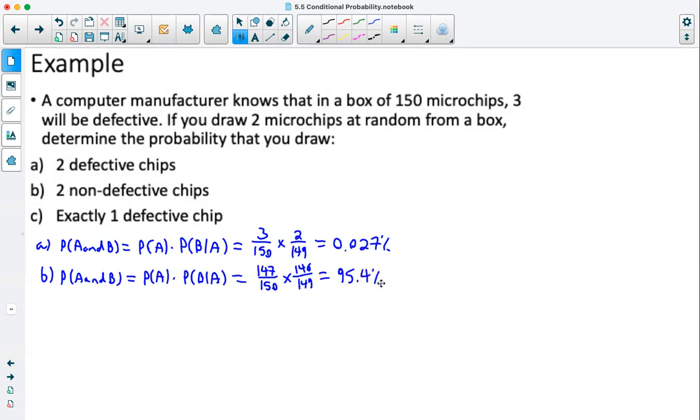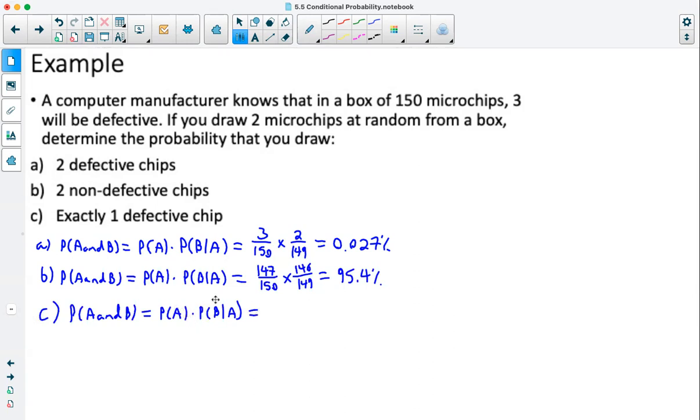Now, there's a couple ways to get this last one. If we didn't already have these calculations, I'll go over how to get exactly one defective chip. We're going to have to do 2 separate calculations. We're going to do one where our first chip pulled is defective and one where our second chip pulled is defective. So P(A and B) is equal to probability of A times the probability of B given A has occurred.